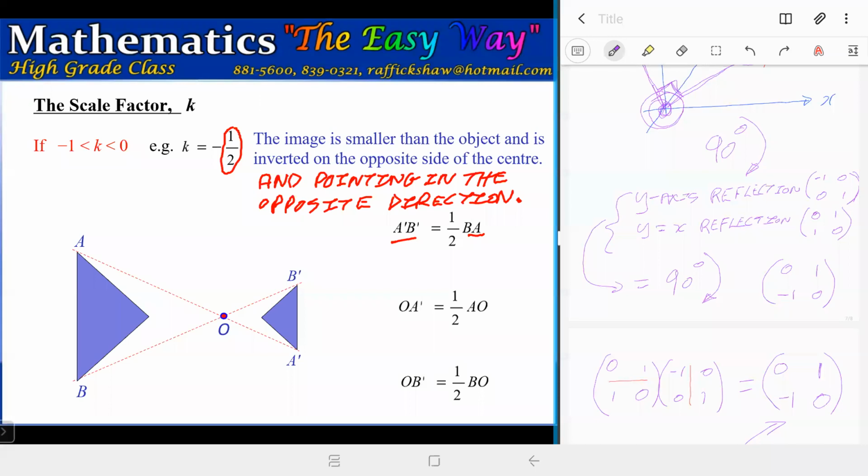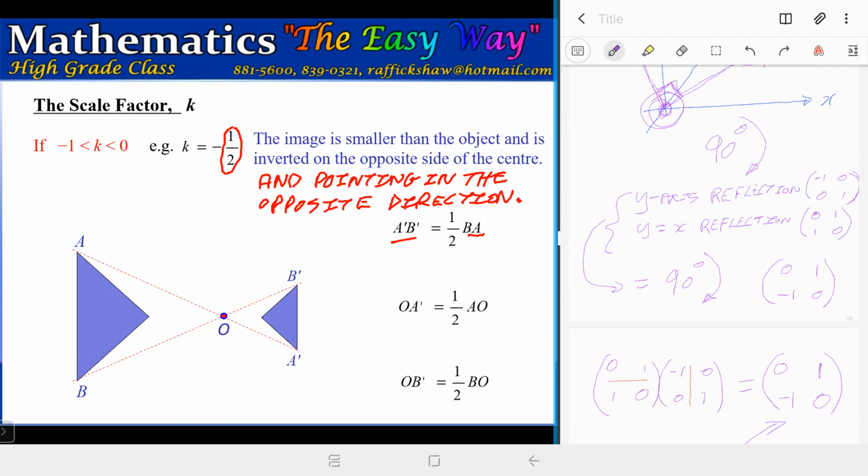If the scale factor is positive, the object and the image will be pointing in the same direction, and both of them will be on the same side of the center. So for example, if the scale factor is positive, then the image and the object, both of them will be on the right, or both of them will be on the left, and both of them will be pointing in the same direction. They will not be inverted.